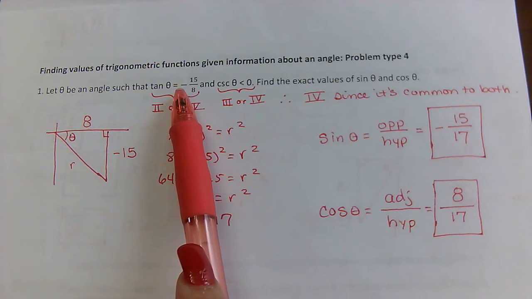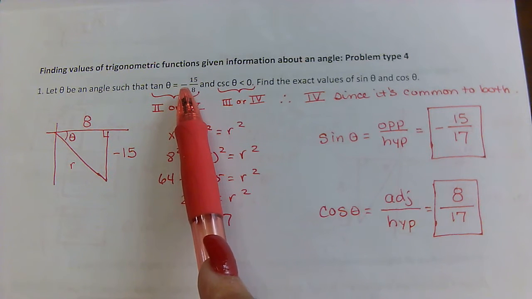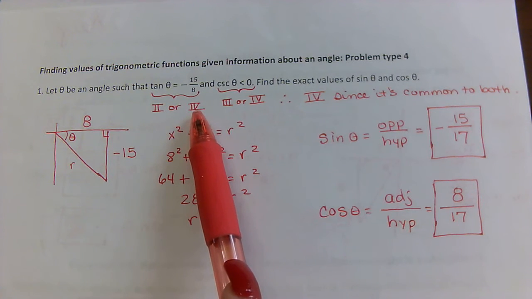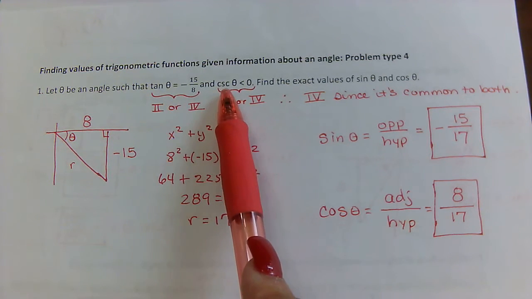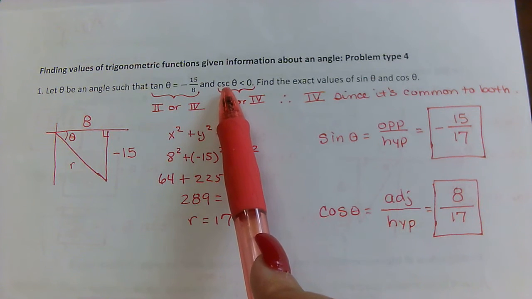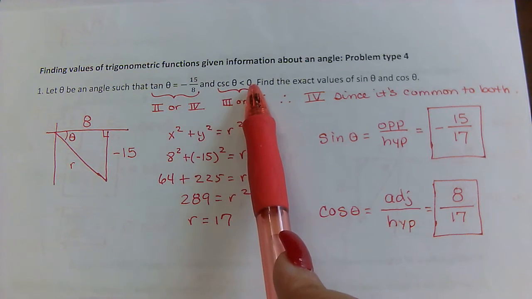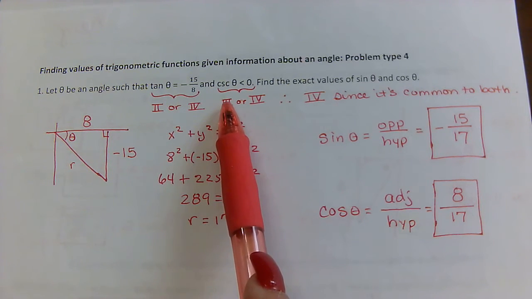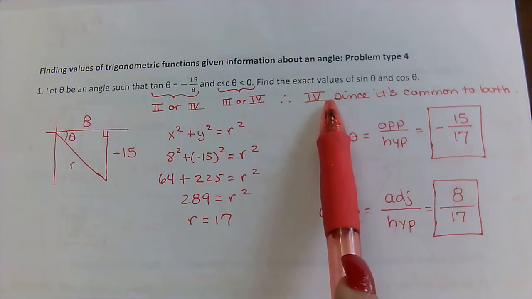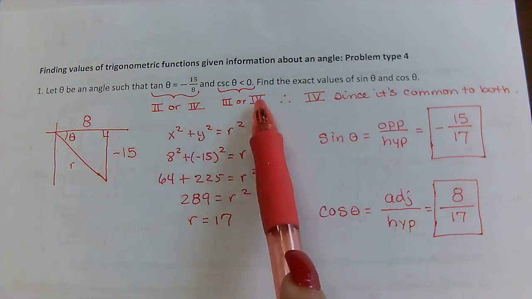Now remember, which 2 quadrants is tangent negative? Well, tangent can be negative in quadrant 2 or quadrant 4. We also know that cosecant has to be negative. Cosecant is the reciprocal of sine, so sine is negative in quadrant 3 or quadrant 4. So we have some choices here, but we're always going to pick the one that matches both.